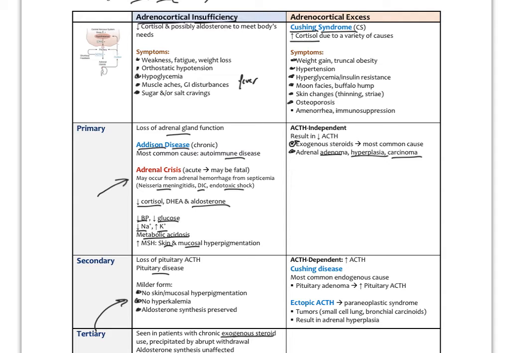Now, again, if it hypersecretes aldosterone, that would be an aldosterone-secreting tumor, and that would be Conn syndrome. So that's going to be different than Cushing's. But Cushing's can have hypertension because of the fact that cortisol, again, can act as a weak mineralocorticoid.